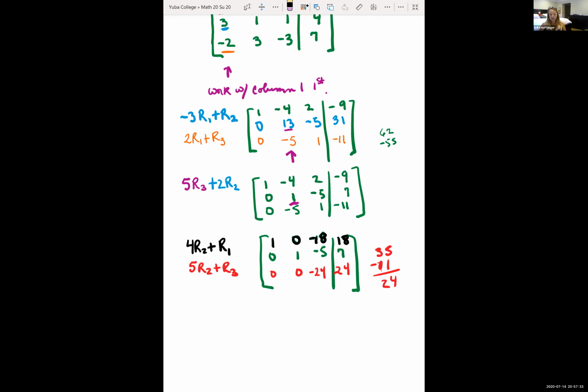Okay, so we did what we needed to for our column 2. Now we can go to our next column. Getting to the next column, we want to get that 1 where we want it. That's the easiest thing to do. Once we get this to be a 1, we're going to use that to get rid of the numbers above. Notice if you multiply this third row by negative 1 over 24, that would get us a 1 where we want it.